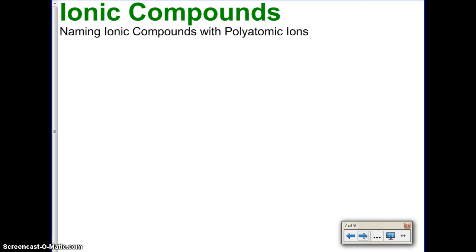And the last one we're going to look at is naming ionic compounds with polyatomics. Remember, you got a list of polyatomic ions last year. You're going to get another one, and just to refresh us on what polyatomic ions are, we have NO3, which is nitrate. And I'm just going to throw some up here so we remember seeing them.